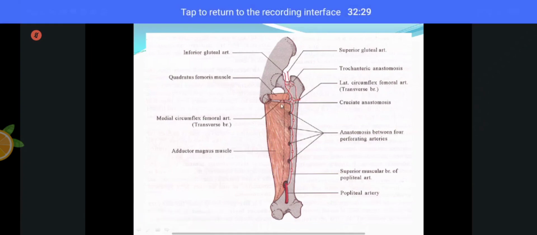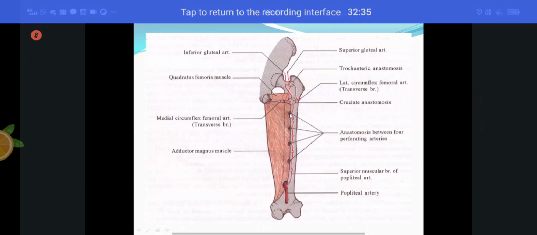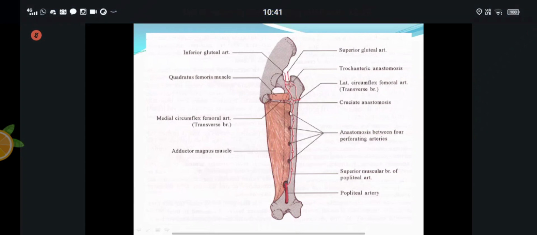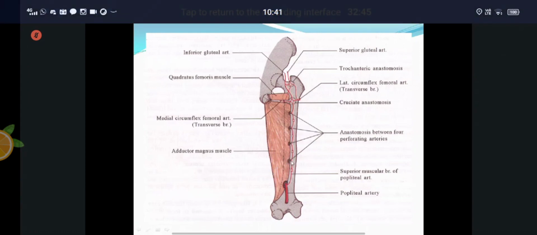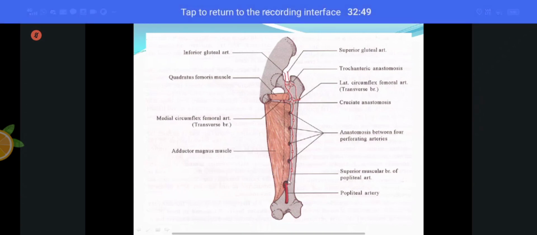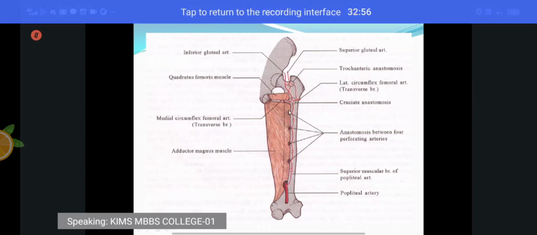And I told you the adductor magnus muscle has osteoaponeurotic openings. This is the first osteoaponeurotic opening, the second, the third, the fourth, and the fifth. How many openings are present? The 5 osteoaponeurotic openings. Osteo means bone, between the aponeurosis of the adductor magnus muscle.